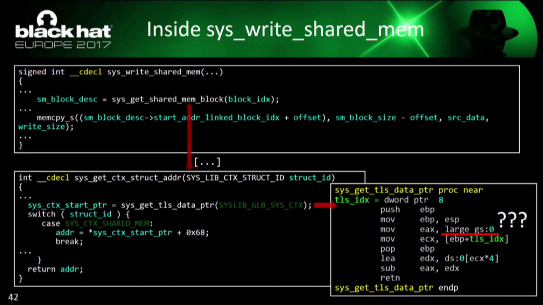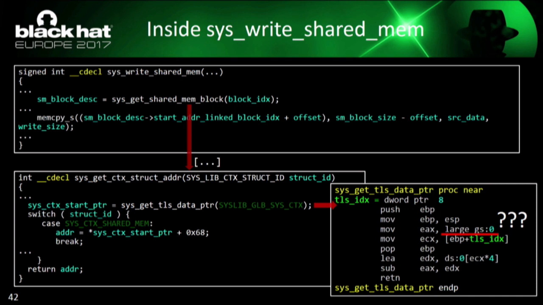So it turns out that this shared memory descriptor structure comes from another structure, which we named shared syslib context. It is a very large structure containing much control data used by the functionality of this system library. One of this data is for shared memory control.